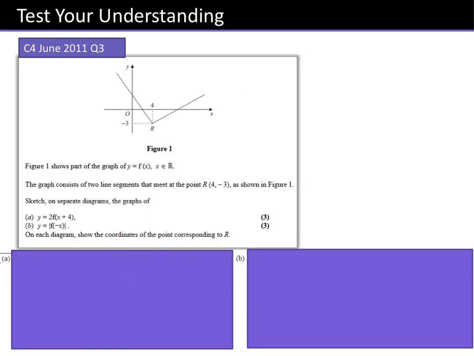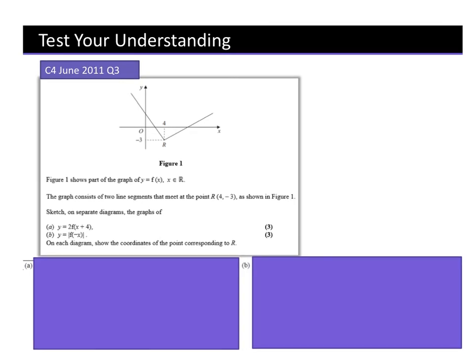So what I would like you to do is to test your understanding. This is from a Core 4, June 2011 paper. Question part A says, on a separate diagram, so I'm going to draw my diagram, x and y. The 4 is inside the bracket, it affects x, we're going to move it to the left 4. We know this coordinate's 4, so now this is going to cross here. And then outside affects y, we're going to multiply all our y by 2, so now this is going to be (0, -6). And that's the only coordinate we've been given. So now it's going to be like this. And this point is (0, -6).